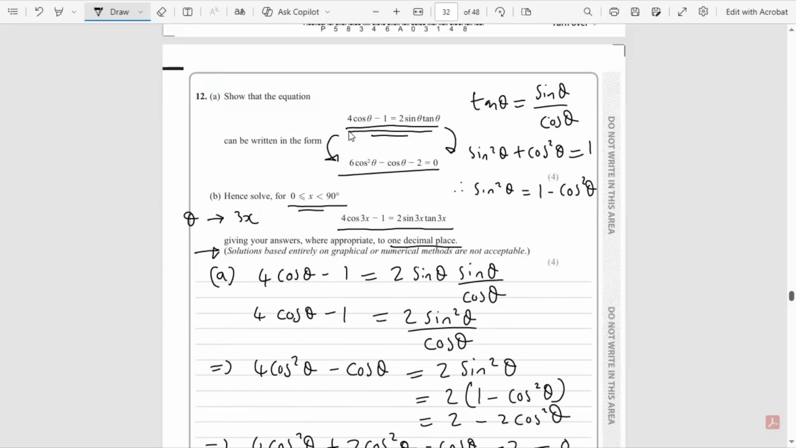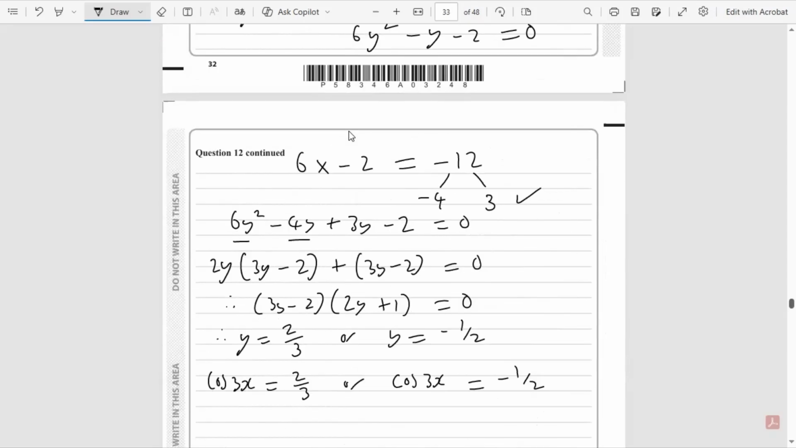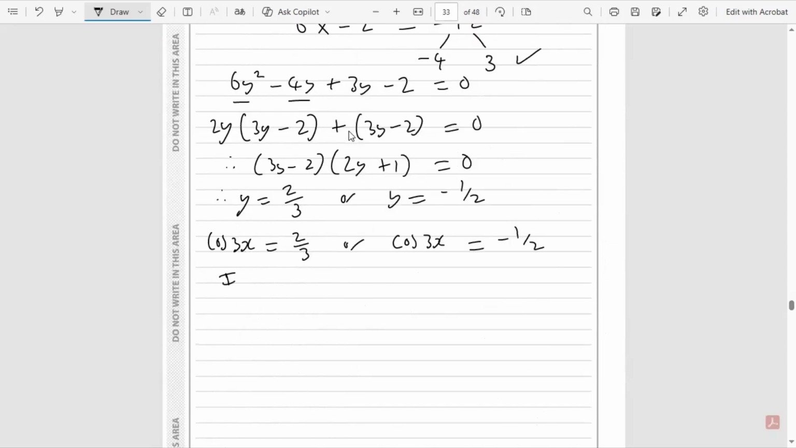So what we have to realize is that if x is between 0 and 90, then that therefore means that 3x, the angle we have in this problem, must be between 0 and 270. So multiplying the range by 3. So we're going to take a cos inverse. Let's call that equation 1. Let's call that equation 2.